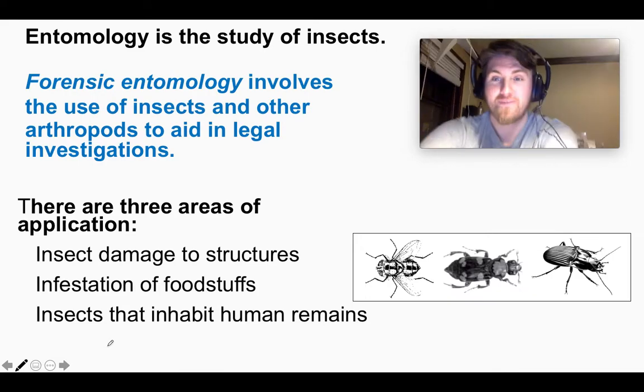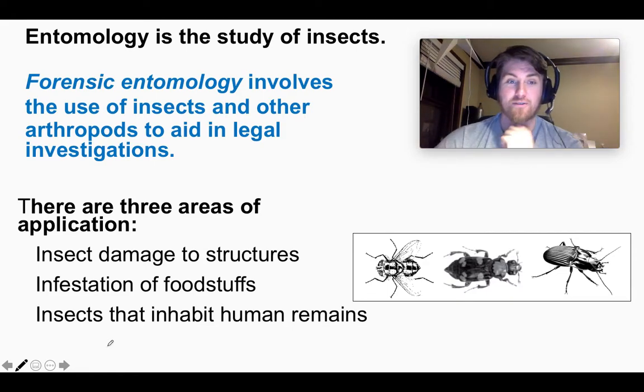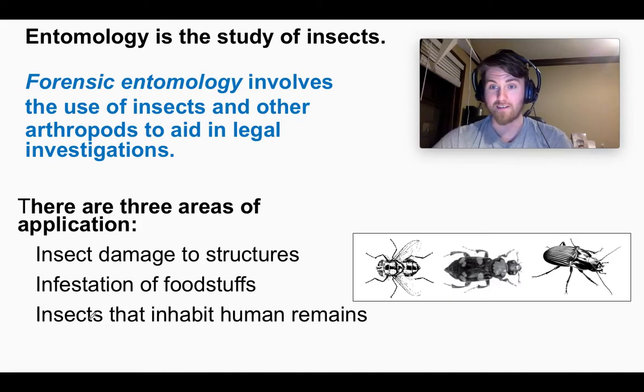So let's talk about forensic entomology. First off, we have to figure out what in the world is forensic entomology. Really, it is the use of insects and arthropods to aid in legal investigations. Now, there are three main parts to forensic entomology: damage to structures, damage to food, and then finally, human remains.